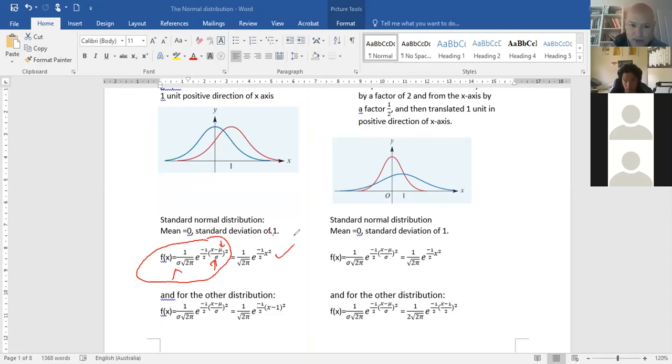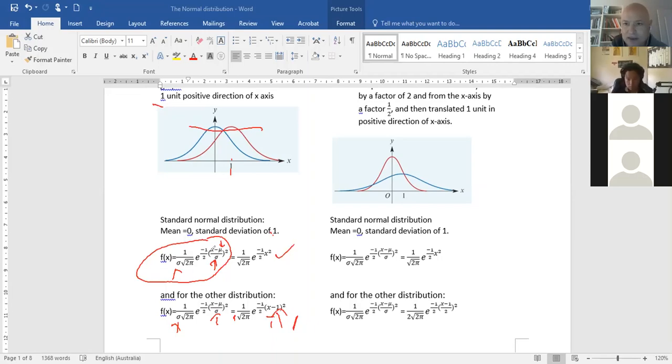But for the other one, which is being translated, there is my mean. It's been translated 1 unit, so my mean's shifted to 1. There it is there, mean of 1. The standard deviation has remained the same height. I can't go back up to show you, but there's a standard deviation of 1. So in this rule, I've got a 1 here. I don't need to write it. And of course, I've got to divide by 1 there, which I don't need to write. So that's what the new function is.